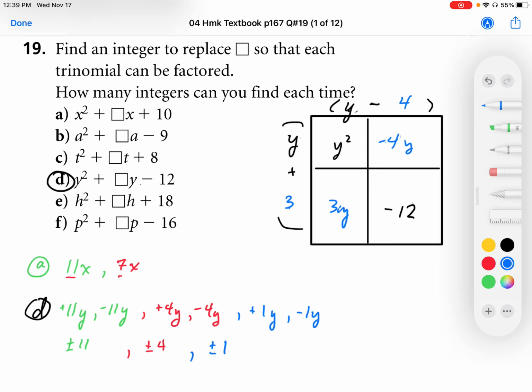And that's different than when we had just a plus in here, because in question A, the plus meant that they're either both plus or both minus. So in this case, with the plus here, they end up being both plus, which gave me positive 11x and positive 7x.